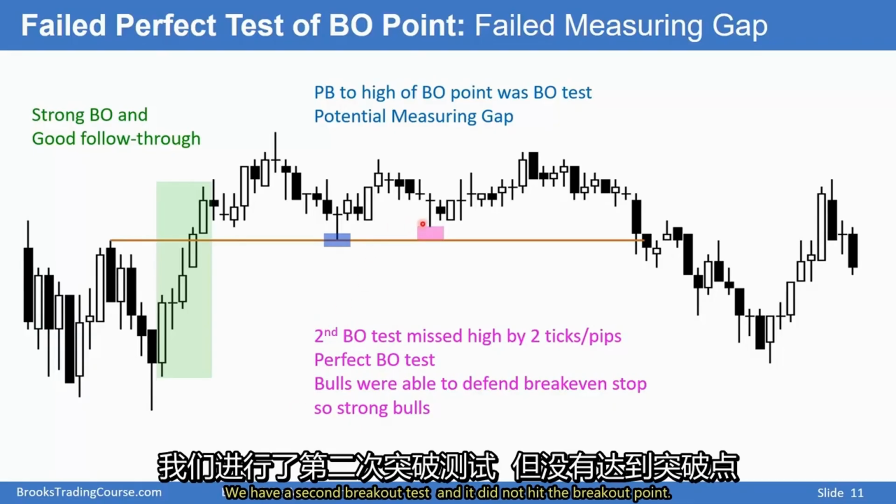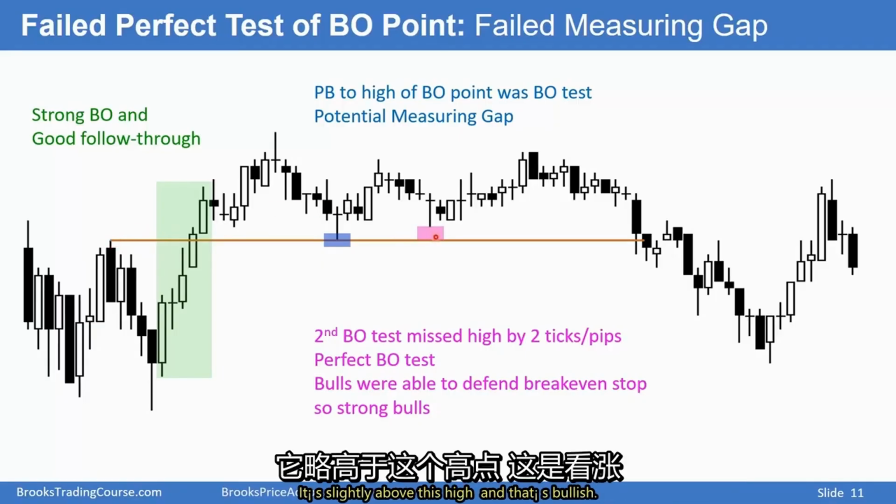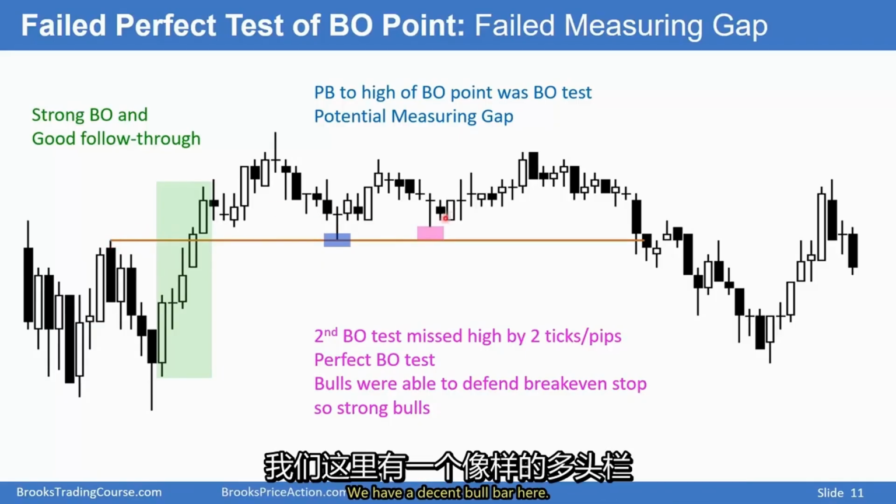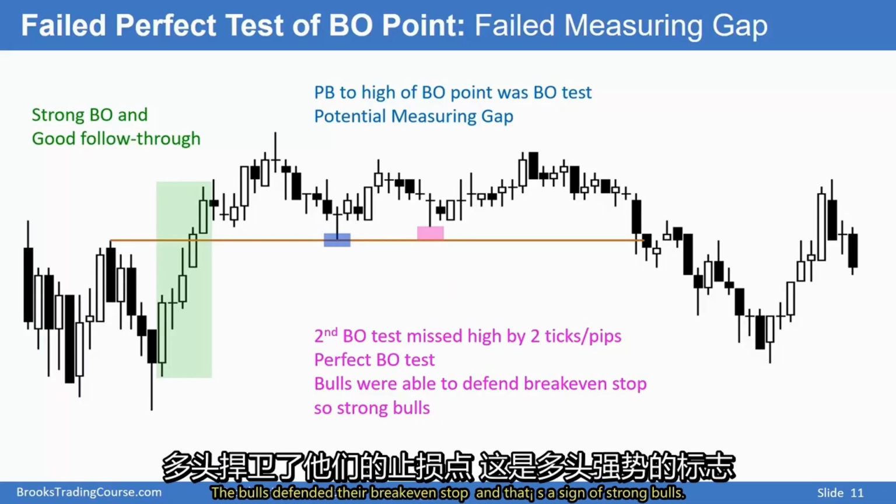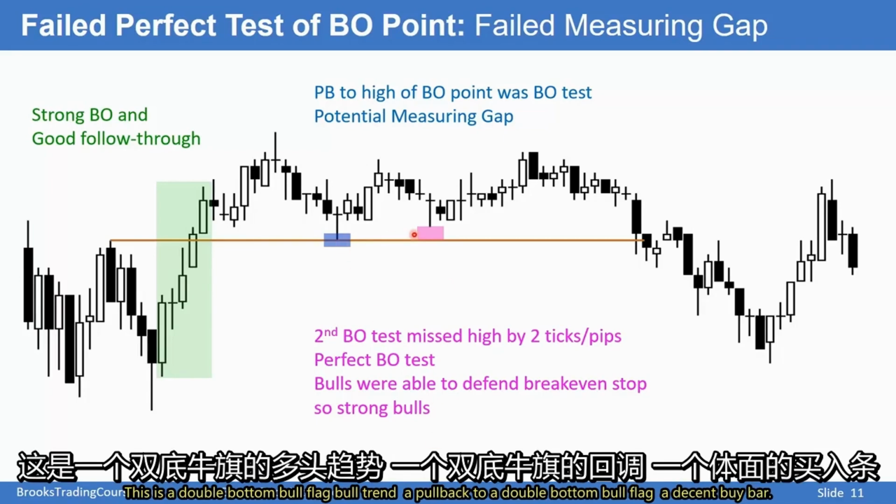We have a second breakout test, and it did not hit the breakout point. It's slightly above this high, and that's bullish. We have a decent bull bar here. The bulls defended their break-even stop, and that's a sign of strong bulls. This is a double bottom bull flag.